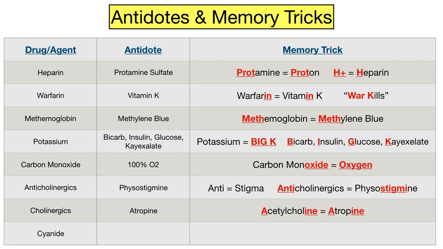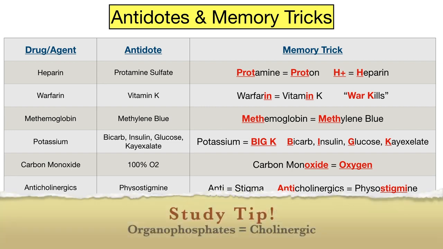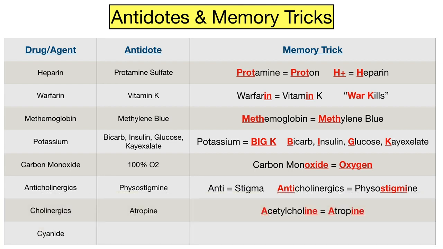When you think of cholinergic agents, think of acetylcholine because they're going to increase the levels or effects of acetylcholine. Both acetylcholine and atropine start with A and end in INE. Another medical and board exam tip is question stems like to use organophosphate insecticides when asking about cholinergic toxicity.